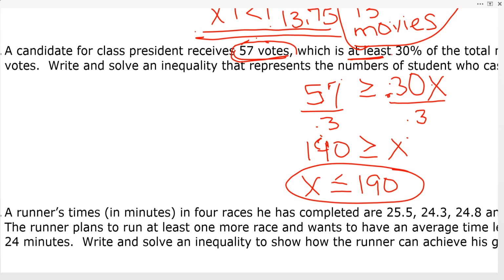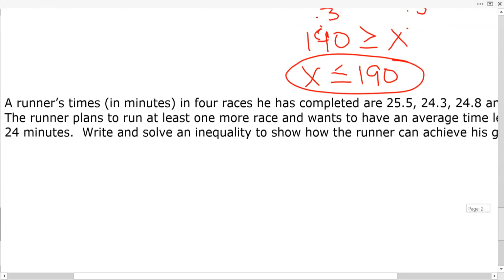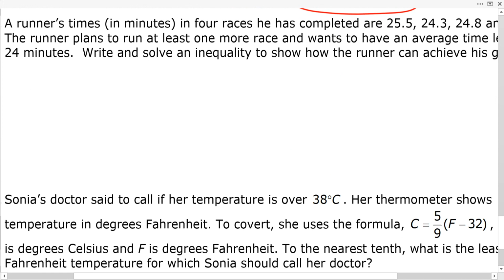Okay, 13. Now we're going to get into one of our averaging ones. We have all these times and a runner who wants the average to be 24 minutes. So we have all these times up here. When we add them together and divide by 5, we want that to be less than 24 minutes.